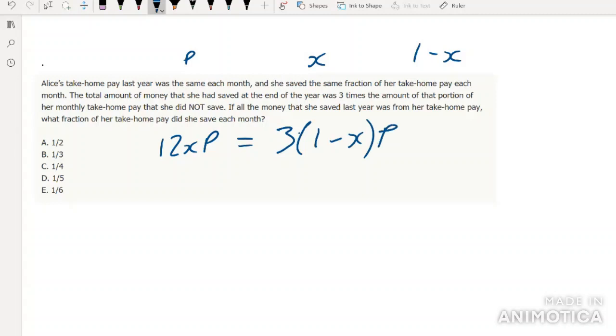If all the money she saved last year was that, what fraction of her take-home pay did she save each month? Okay, in other words, what is X? So nice and easy now. P cancels. 12X equals 3 minus 3X. 15X equals 3, so X equals 1 over 5. D.